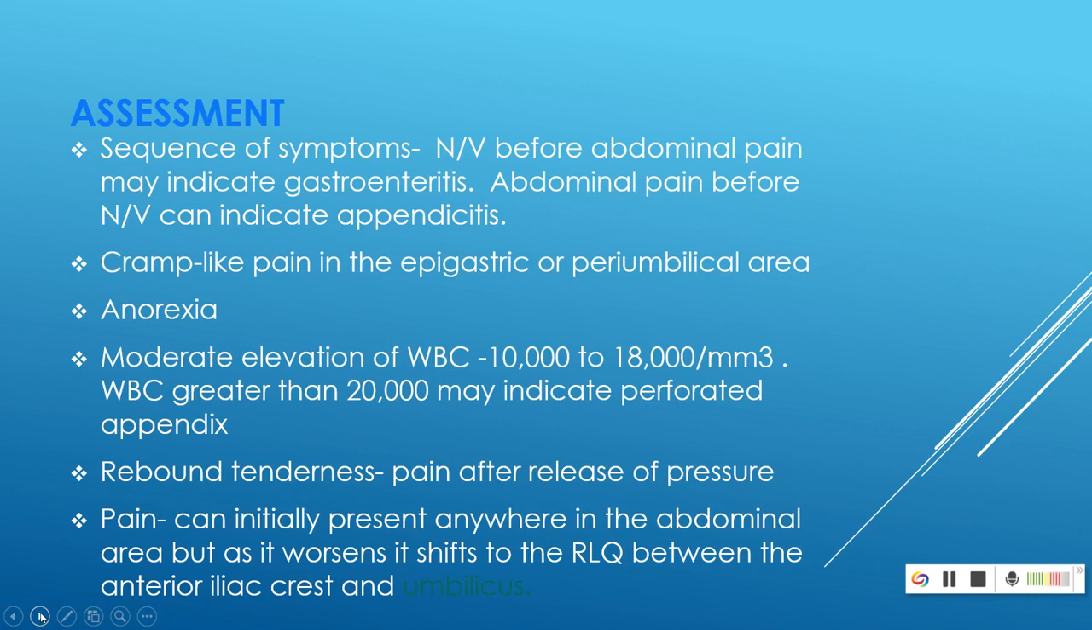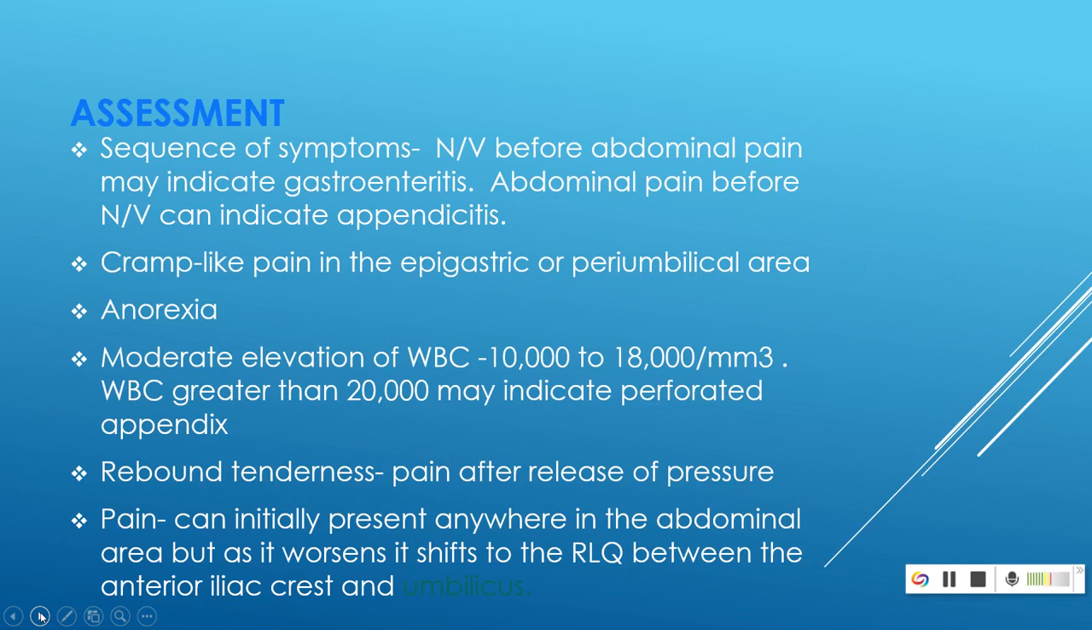Cramp-like pain in the epigastric or the periumbilical area. Peri means around, umbilicus is your belly button, so around your umbilicus. They can have anorexia, where they don't have the desire to eat. It's probably because they're having abdominal pain and they're nauseated and vomiting.